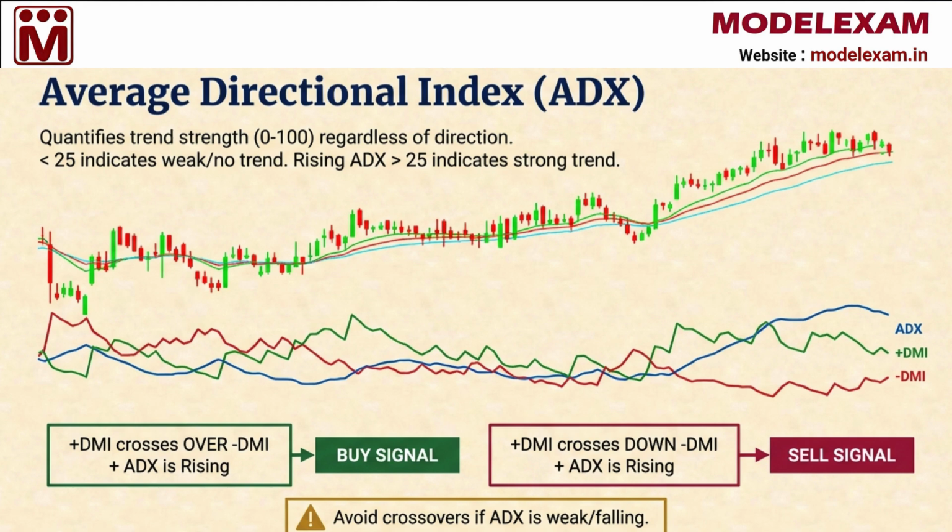We use this alongside two other lines called the plus DMI and minus DMI. The buy signal happens when the plus DMI crosses above the minus DMI, provided the ADX is rising. But be careful, if the ADX is falling or weak, you should avoid trading these crossovers because the market lacks the power to sustain the move.